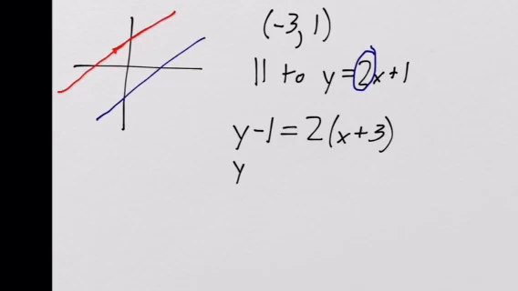So we get y minus 1 is equal to 2x plus 6. Then we can add 1 to both sides. Get y equals 2x plus 7.